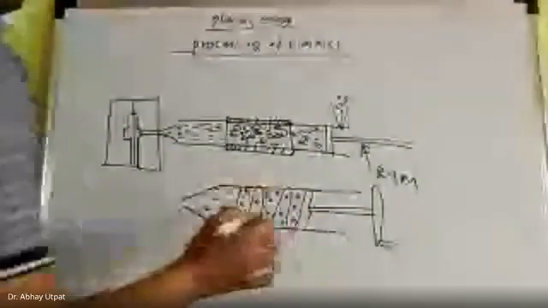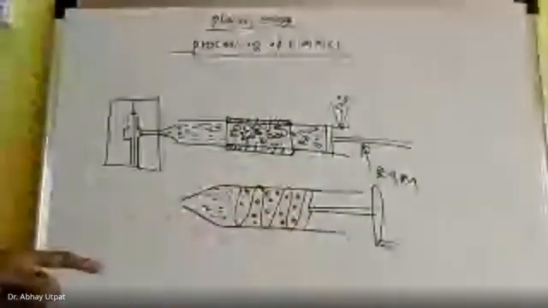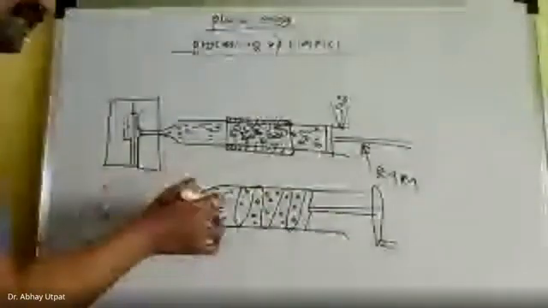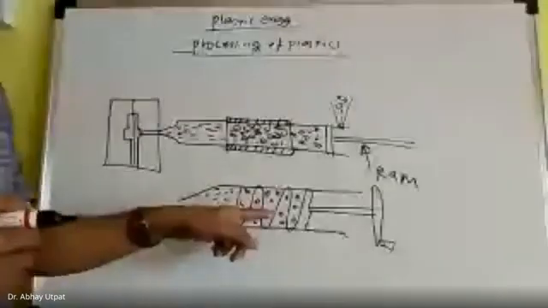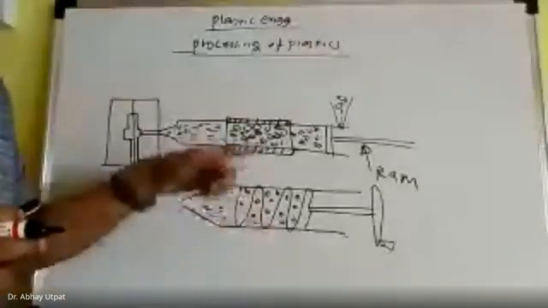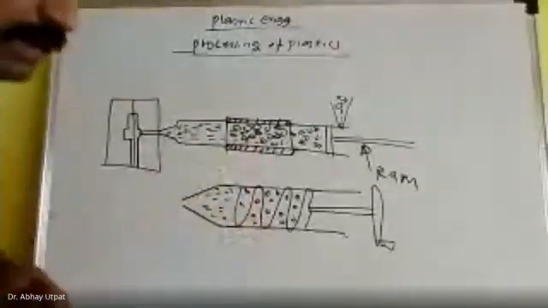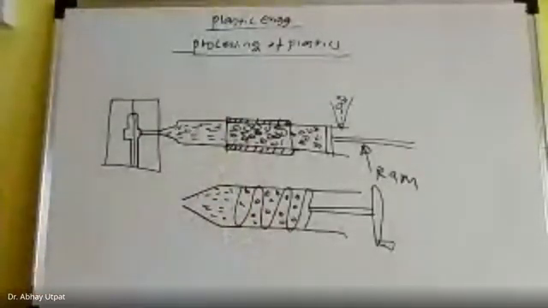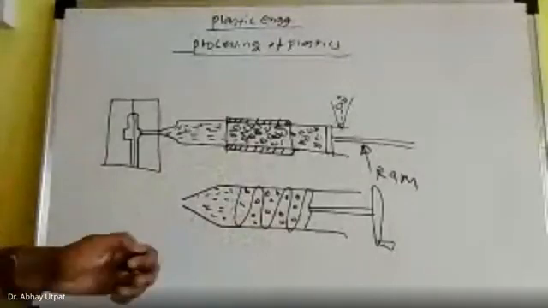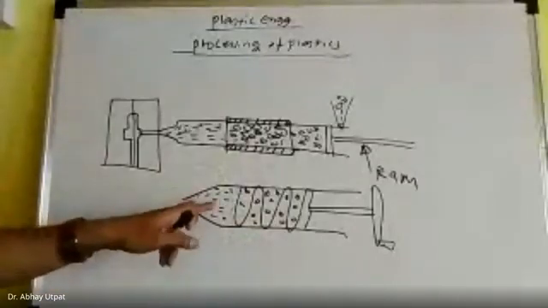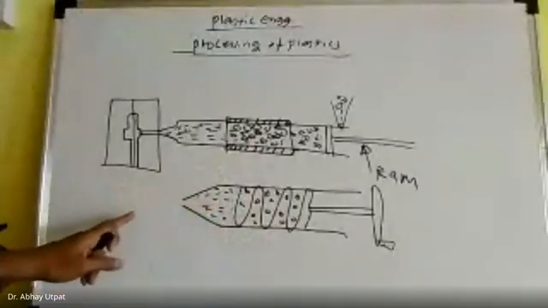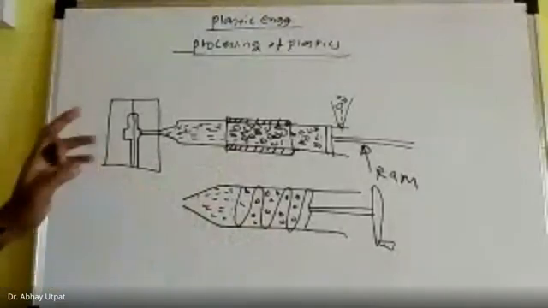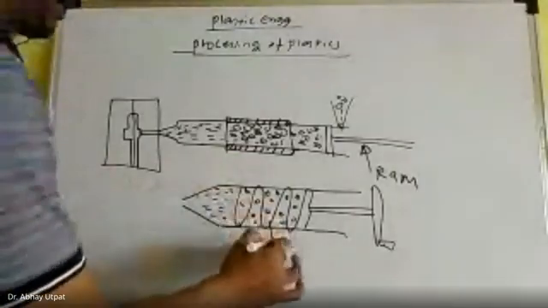This is a screw. When the screw is rotated, the plastic will be plasticized because of friction of the screw. It will rotate and send it to the plasticized zone. Because of this plasticized zone, the plastic gets melted and it enters into the die. Whatever die you are keeping here, it enters there. So this is the screw type.